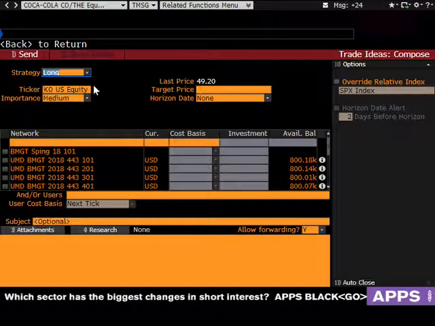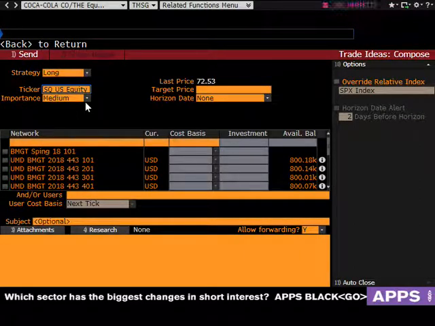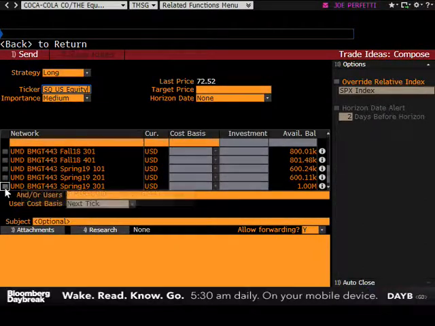So let's say the first company I want to buy is Square. So I'm going to go long and I'm going to buy Square, SQ US equity. And it'll give me a price. Square is trading at $72.50 right now. I don't have to worry about target price, don't have to worry about horizon date, don't worry about importance. Down here, you won't have a bunch of networks. It'll just be pre-populated, but you select your class. So I want to buy Square.